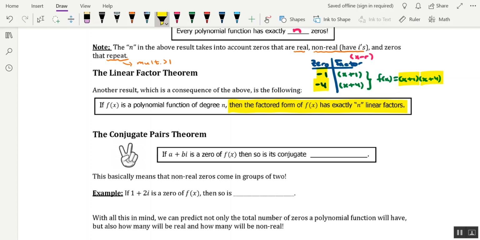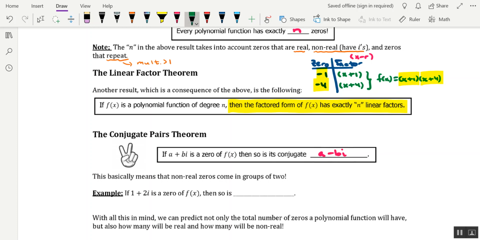One more thing before I cut the video here, in order to create another one for the rest of it: there's something called the Conjugate Pairs Theorem, and this is a neat result. Basically it says that anytime you get zeros that include the imaginary unit i, they're going to come in conjugate pairs. Specifically, if a plus bi is a zero of the function f of x, then so is its conjugate a minus bi. So let's take a look at a quick example.